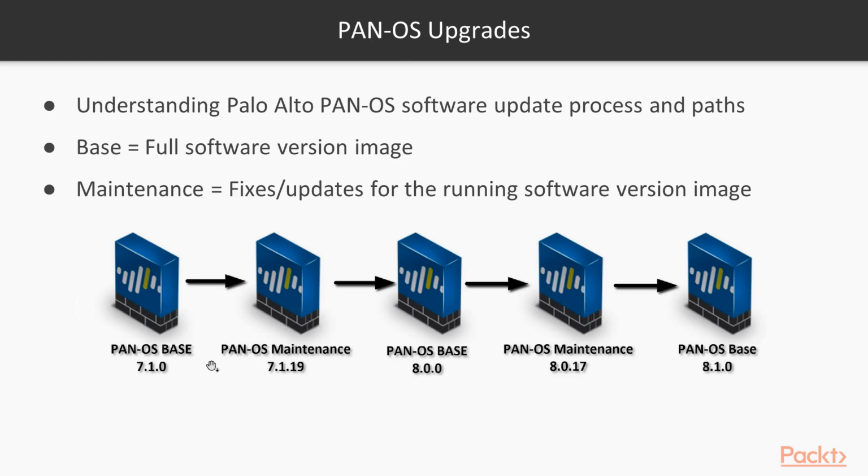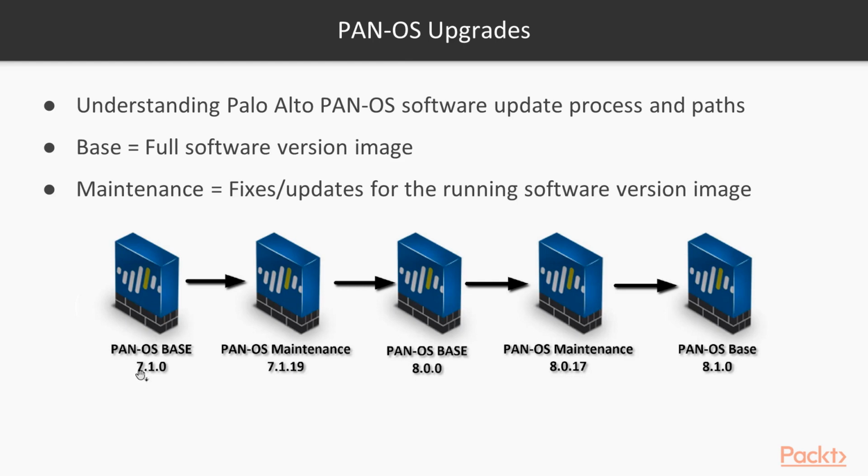It's not mandatory. You can go 7.1.0, 8.0.0, and then 8.1.0. But in my case, I would like to at least patch something in between and then go 8.0, 8.0.17, which is one maintenance upgrade image in the base image, and then from there go all the way to my target image. So in this case, I want to go to 8.1. Okay, so you need to understand that path.